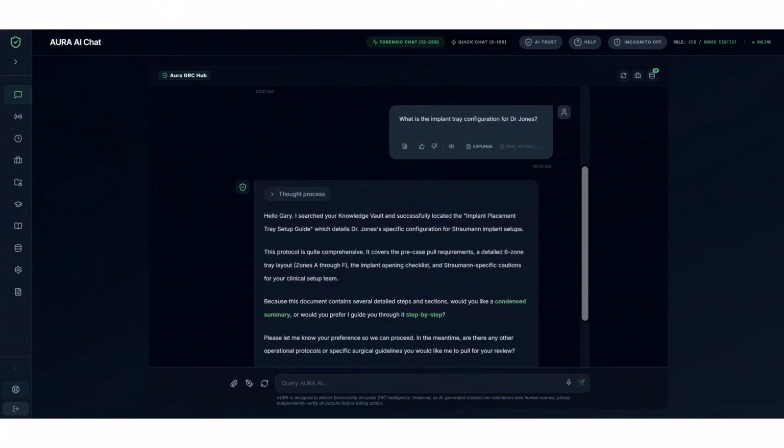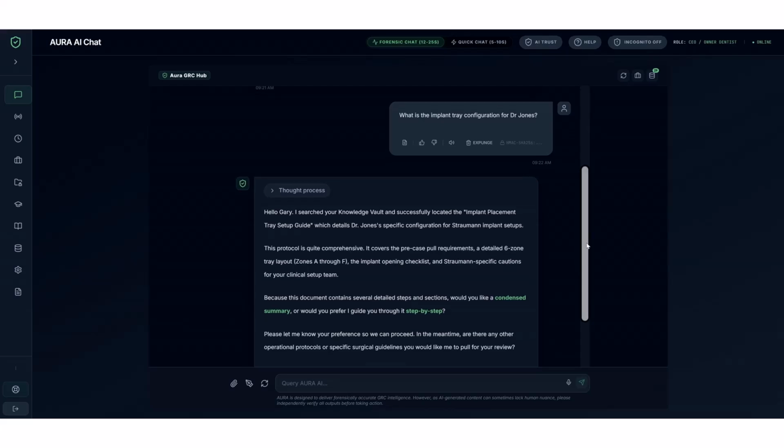Okay, let's go ahead and look at some of the advanced capabilities for Aura's chat. One of the things that I want to show you is the ability for Aura to take information and convert it into an infographic. So, just as a time saver, I started Aura with the question, what is the implant tray configuration for Dr. Jones?